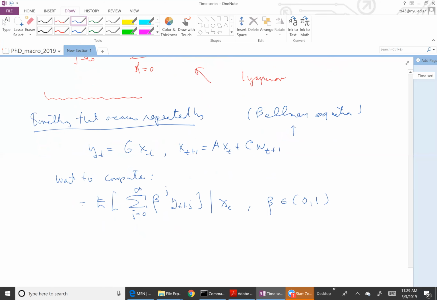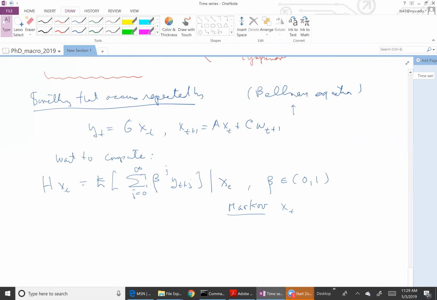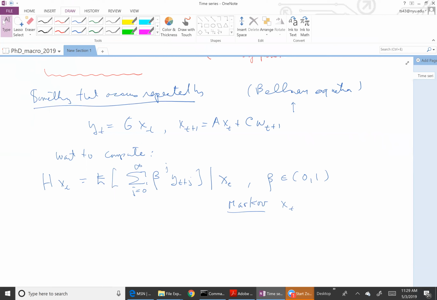I'm going to call this thing h(x_t). I'm guessing that it's a linear function of x_t, and I'm exploiting the Markov property of x here, even though I said y is not Markov, x is Markov. So here's how we're going to compute this. I'm going to show you two ways to do this. Method one, we're just going to calculate and stare.